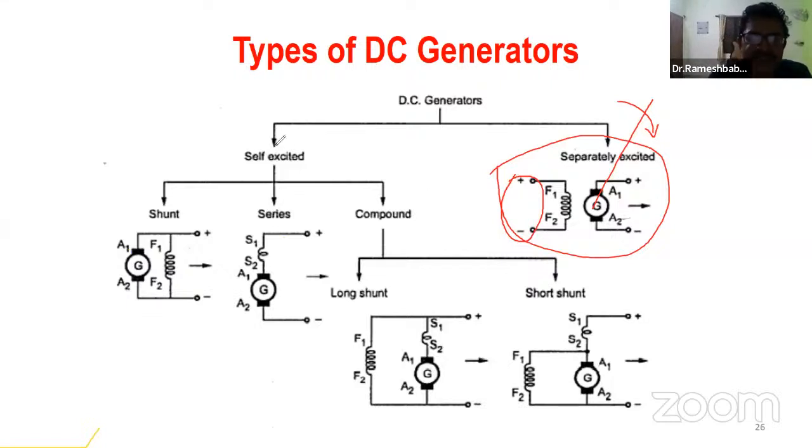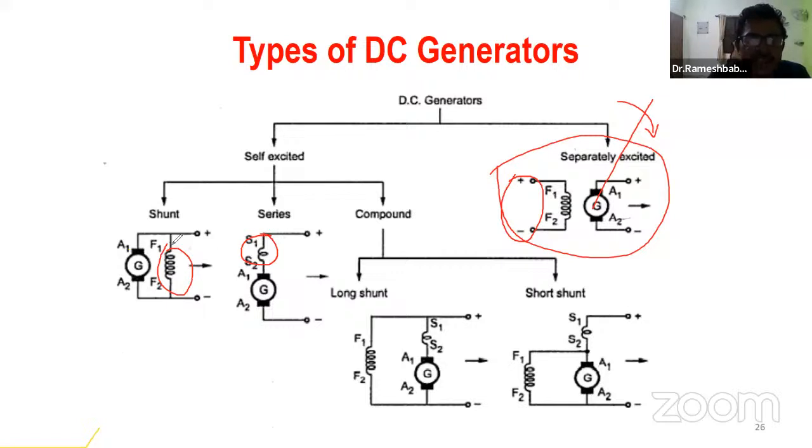And self-excited, what is the meaning of self-excited? Here the DC supply is not given to the field winding. It is connected in parallel with the armature. So it is called shunt generator. Here the field winding is connected in parallel. Here, if the field winding is connected in series with the armature, it is a series generator. Okay, so you understand and study.